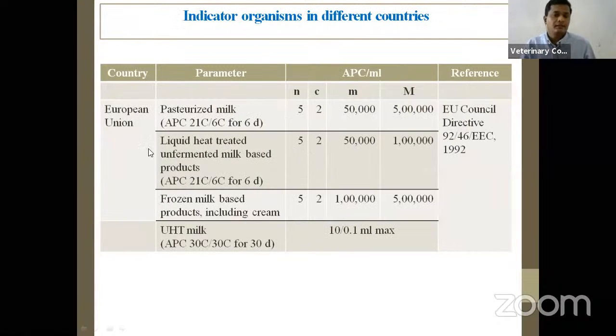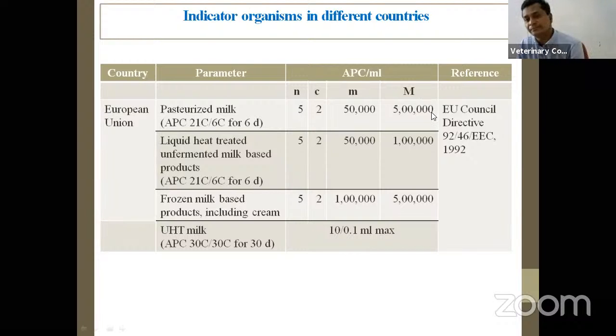Then they also follow the ICMSF specifications, as I discussed, and the FSSAI specifications in India when it comes to the aerobic plate count. In the European Union, for pasteurized milk, they have specified the ICMSF 3-class sampling plan. 5 samples we collect from a lot or a production batch. Ideal is all less than that for pasteurized milk. In India, it is 30,000. They have a bit higher, 50,000.